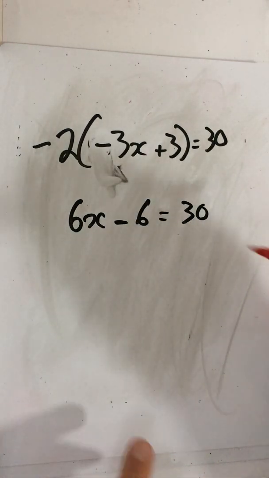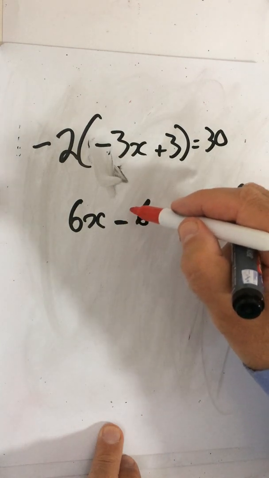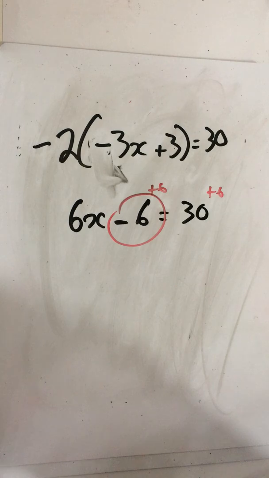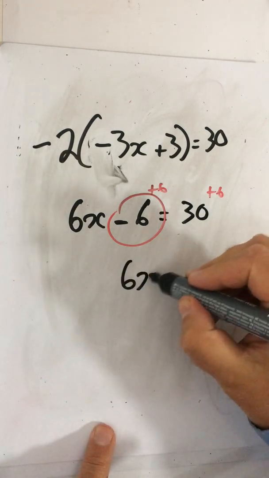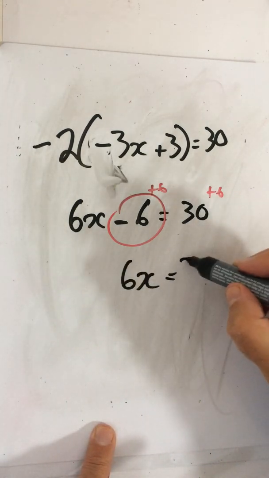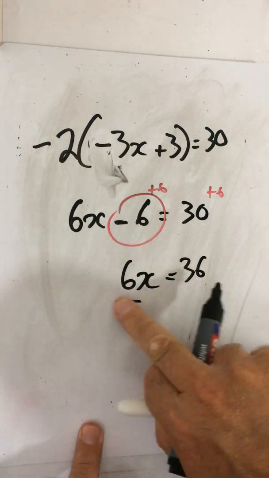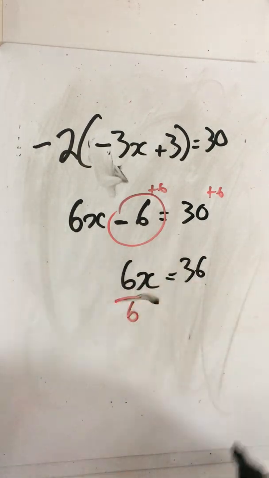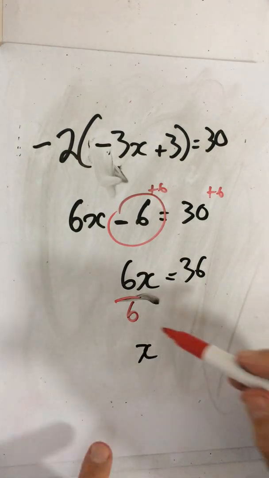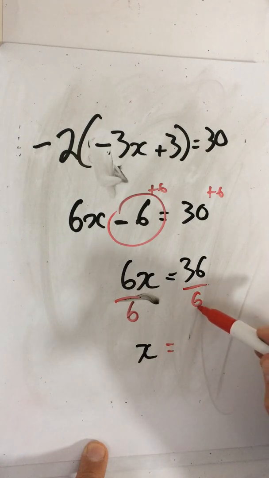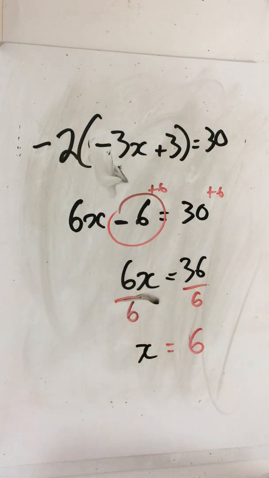Once I've got to this, this is a minus 6 here. I have to do the opposite and add 6. Add 6. Okay, so I get 6x equals 36. This is 6 times x. I'm going to divide that by 6, which will leave me with x. Because I've divided this side by 6, this side as well gets divided, equals, how many 6s? Yep, x is equal to 6.